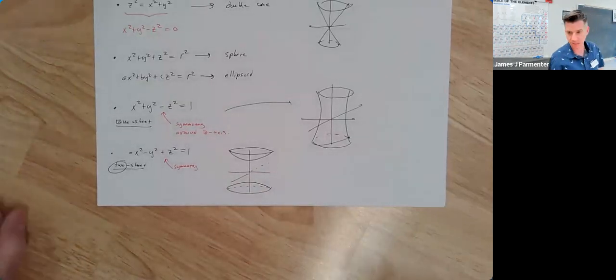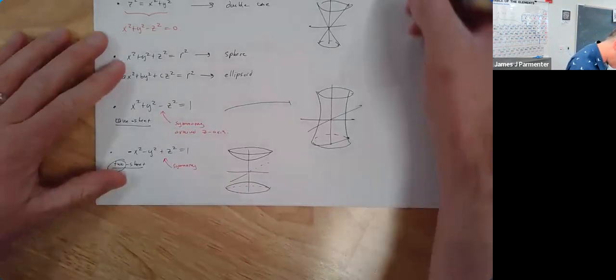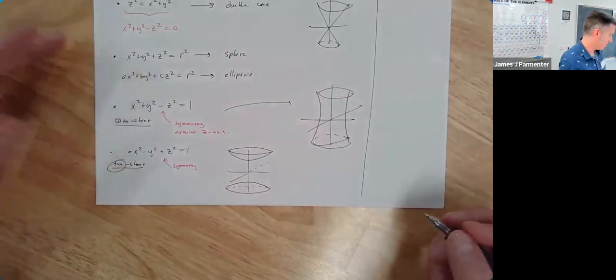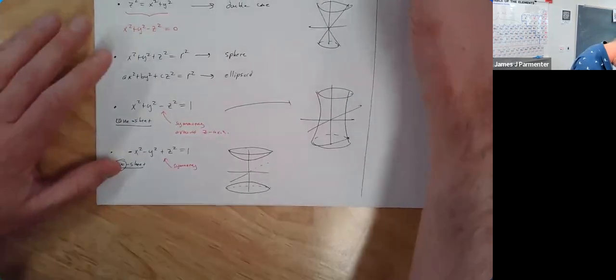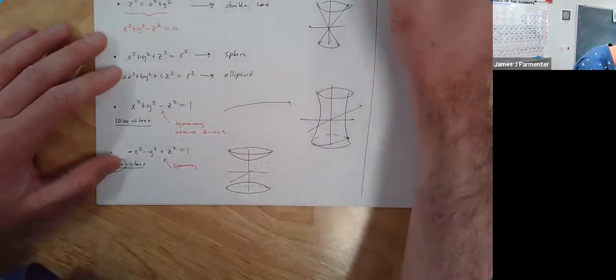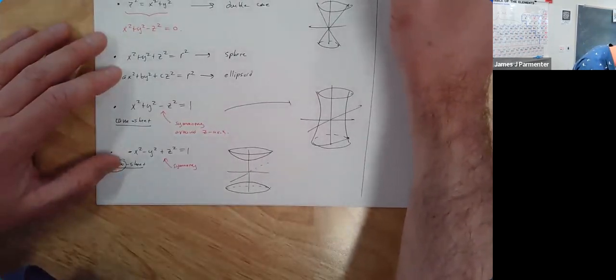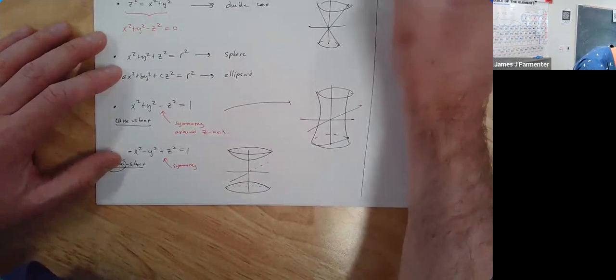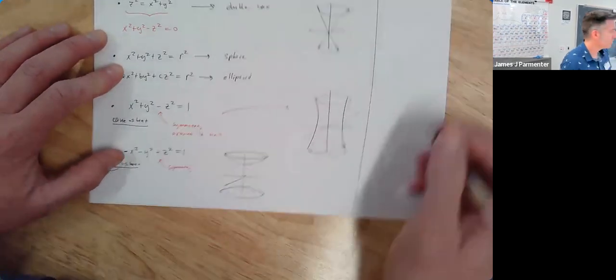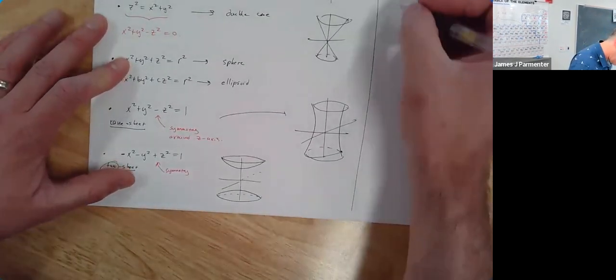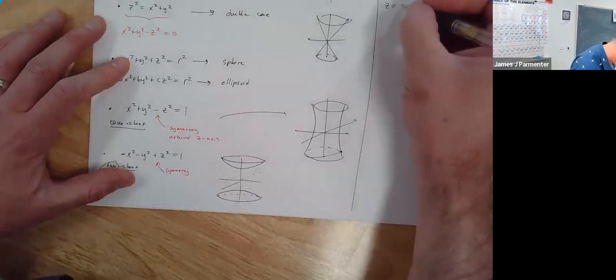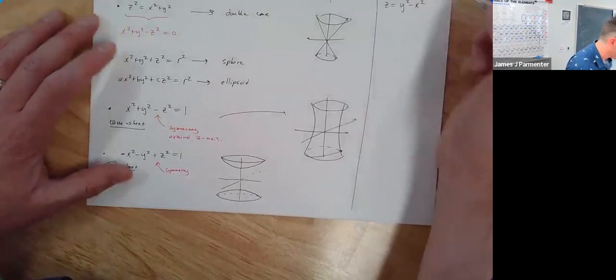And then lastly, my favorite one. Your book calls it the dumbest name I've ever heard, which is a hyperbolic paraboloid or something. I don't know, I would never call it that. Whatever, it's a saddle. Call it a saddle, because it looks like a saddle. My favorite version is this one: z equals y squared minus x squared.